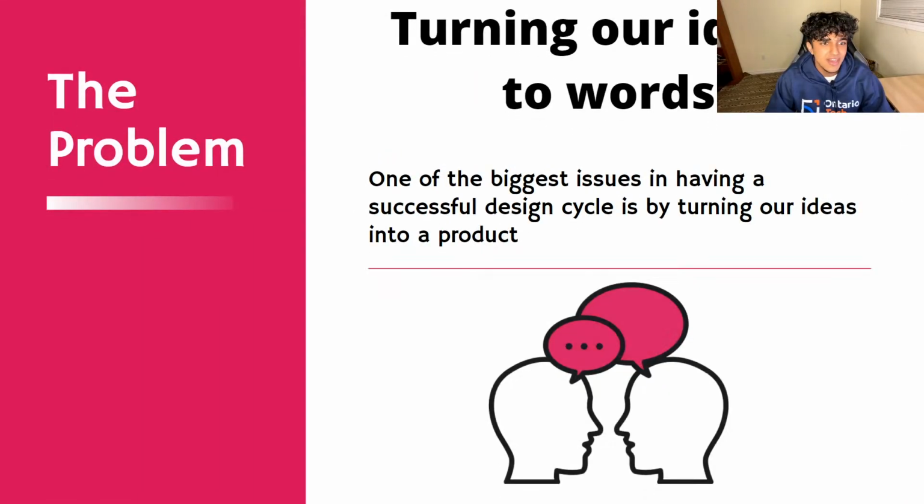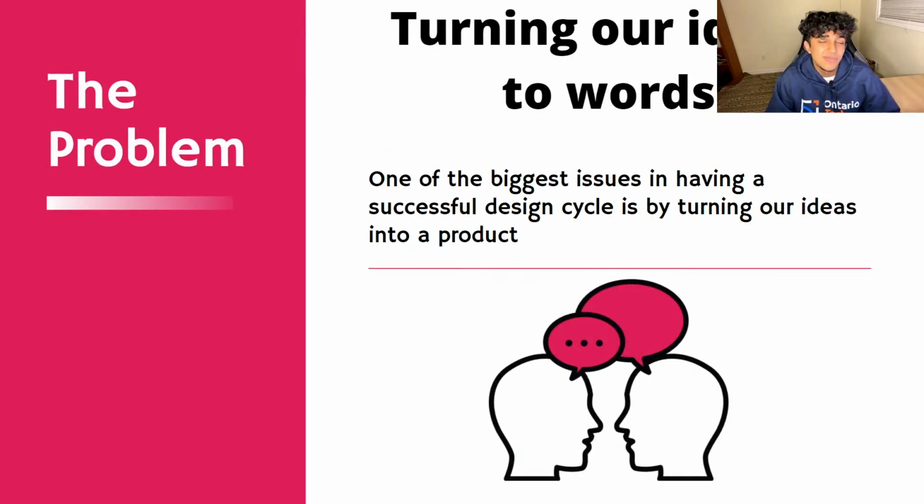So we're going to first jump into the problem, which is design related. The problem is turning our ideas into words. One of the biggest issues in having a successful design cycle is turning our ideas into a product. That may seem easy, but it's easier said than done. The issue with turning your designs into an actual product is that it can get very costly when designs need to be redone again and again.